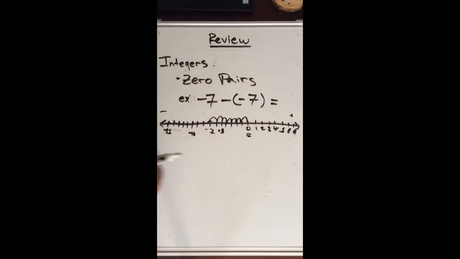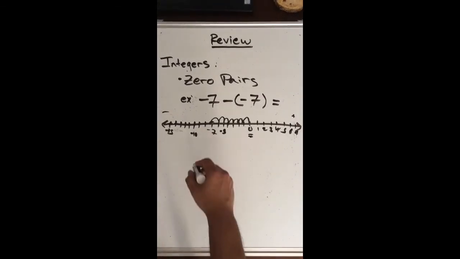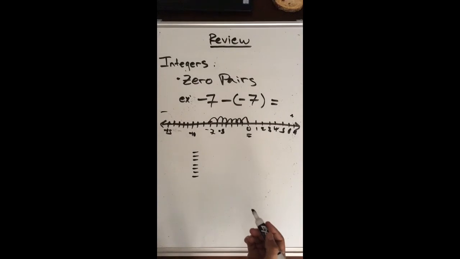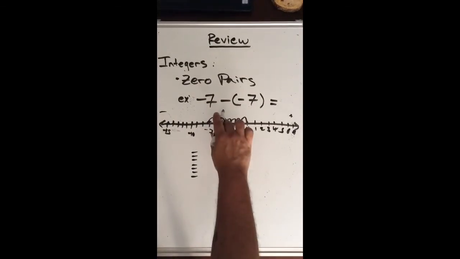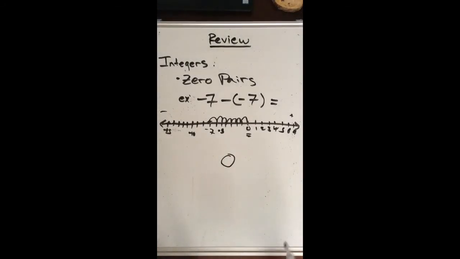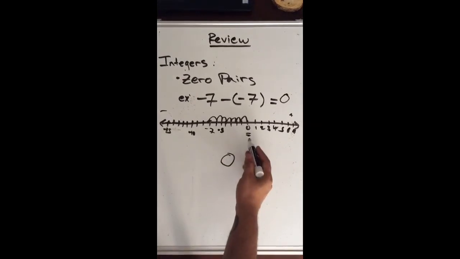Doesn't look like a zero pair. Well, let's try our plus and minus tiles. 1, 2, 3, 4, 5, 6, 7 negative tiles. And we're going to take away or subtract 7 negative tiles. Huh. All 7 are gone, and we're left with none. 0. So I guess that makes sense that this would be 0, just like we found on the number line.